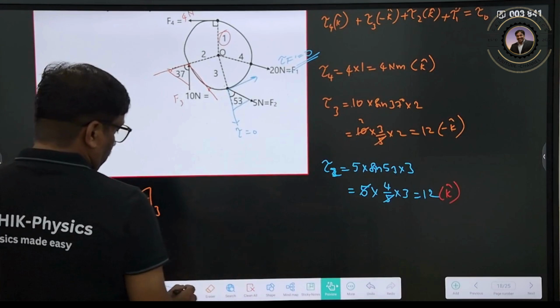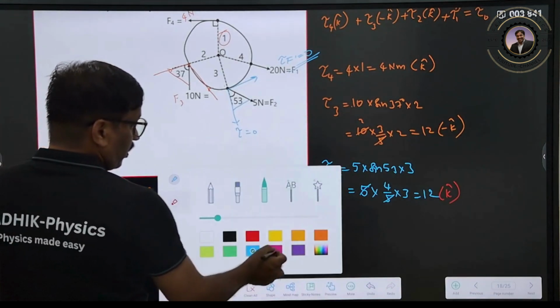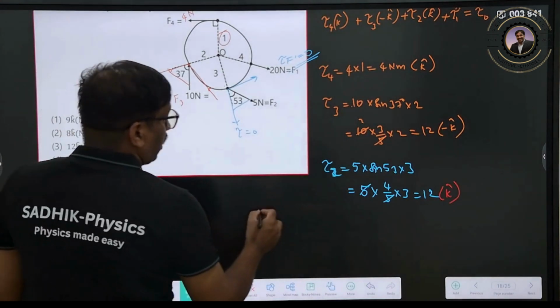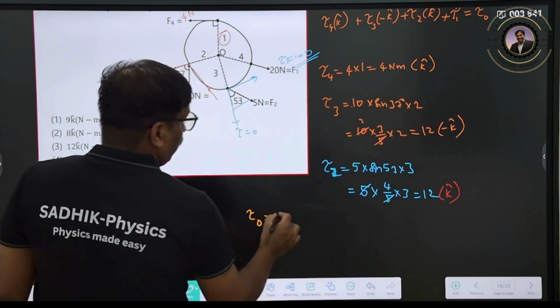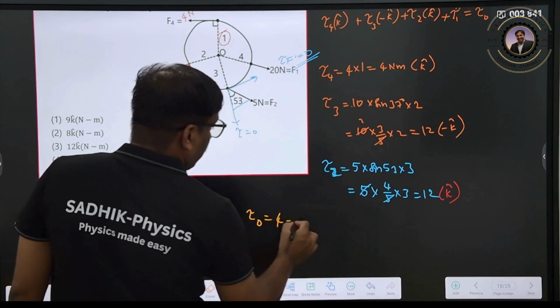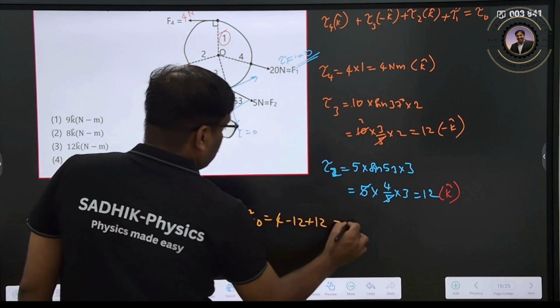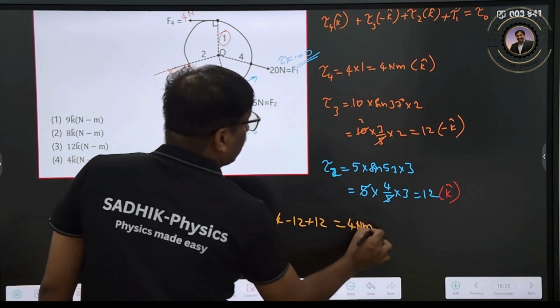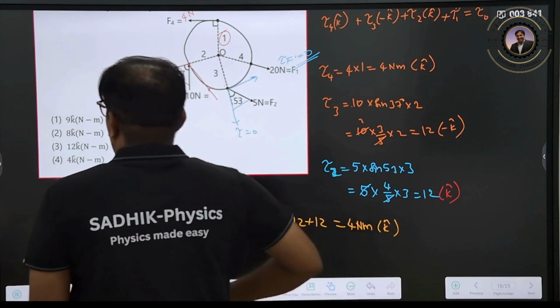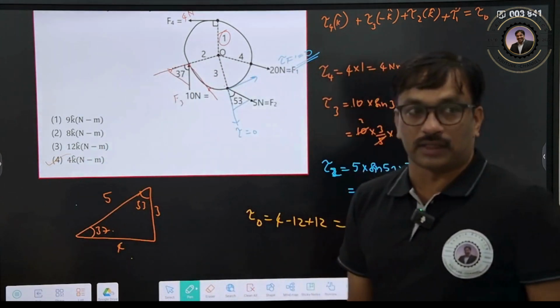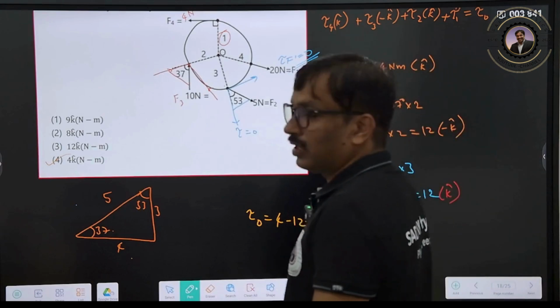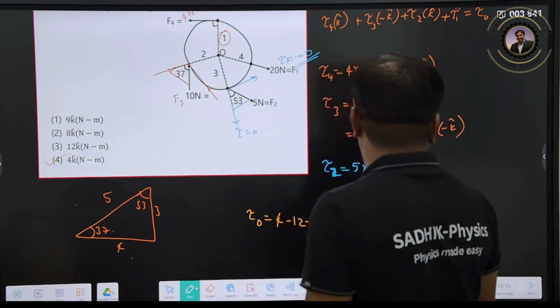Total net torque is how much now? Net torque, so torque at O is 4 minus 12 plus 12. Therefore, 4 Newton meter in K cap. So the fourth option will be your correct answer. Clear? In this way you have to solve the problems related to torque.